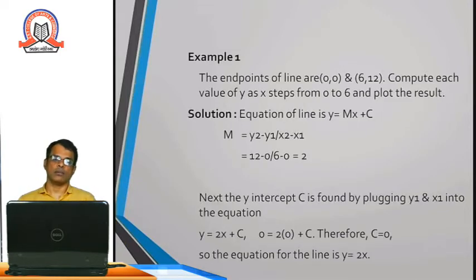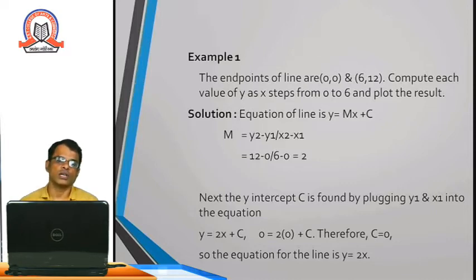We will take one very simple example. Here I have taken two endpoints. One point has coordinates 0, 0 and the other endpoint has coordinates 6, 12. Now if I have to compute the value of y as x steps from 0 to 6 and plot the result, what am I supposed to do first? I have to start with the line equation, y is equal to mx plus c. First we will find m.